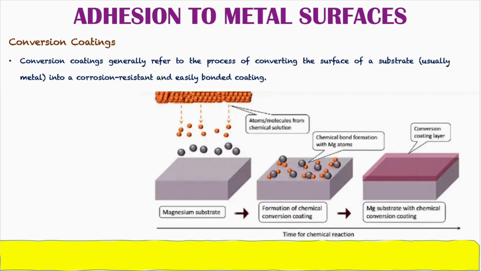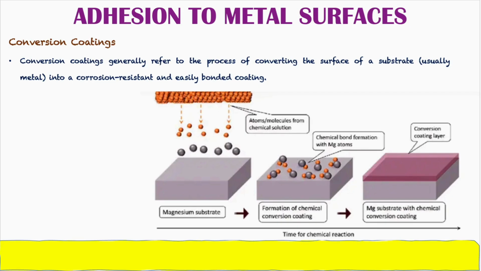So when good adhesion and corrosion protection with a relatively smooth surface is required, then the metal surface is commonly cleaned chemically with the help of chemicals. The treatments for steel are known as conversion coatings or chemical pre-treatments. As you can see over here, a conversion coating is generally a process wherein the surface of the substrate is converted into a corrosion resistant and easily bonded coating.